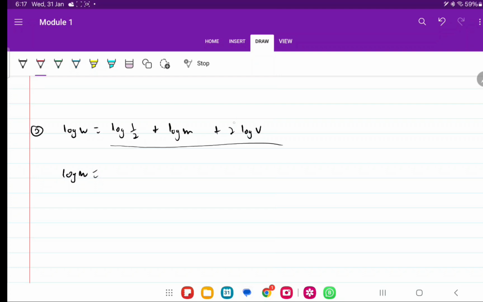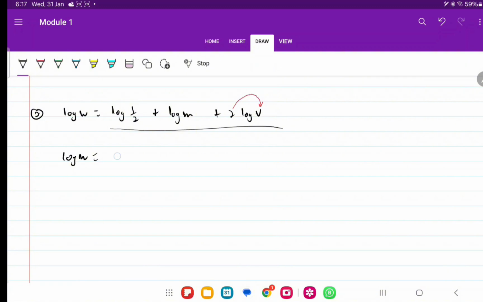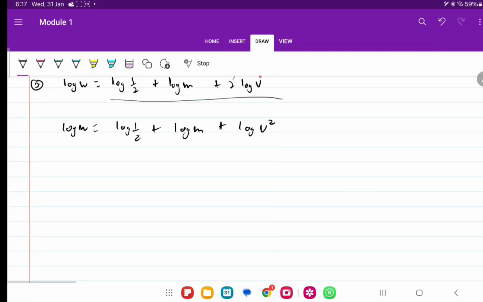Because look, I can't just integrate this v into my argument just yet. I have to get rid of this 2 in front here and put it into the argument, right? That 2 is blocking me from bringing everybody together. So I'm going to have the log of a half plus the log of m plus, using the power law in reverse, the log of v squared, right? So now I can apply my product law to bring everybody together. So I'm going to have the log of w is equal to the log of a half mv squared, right?